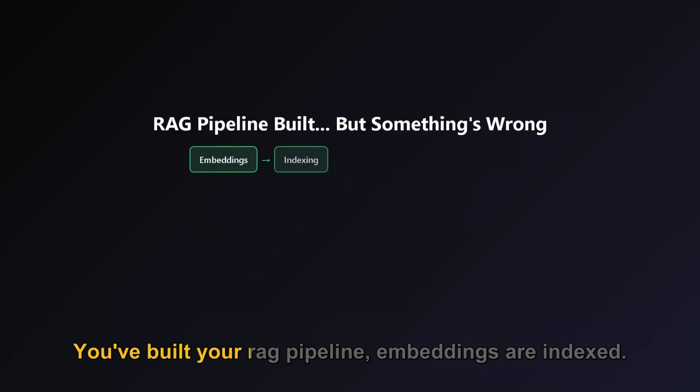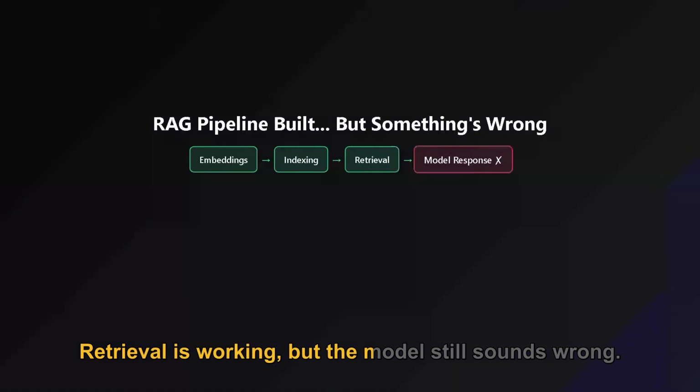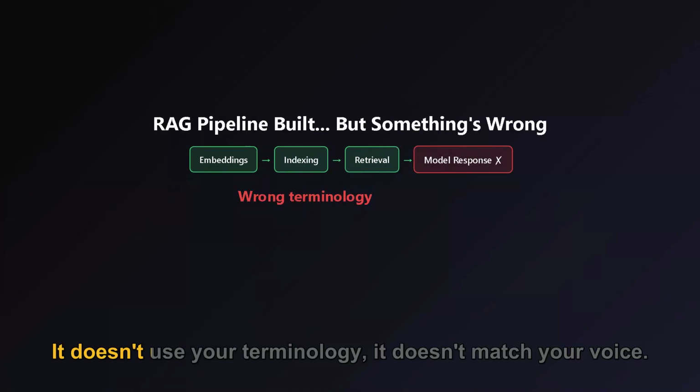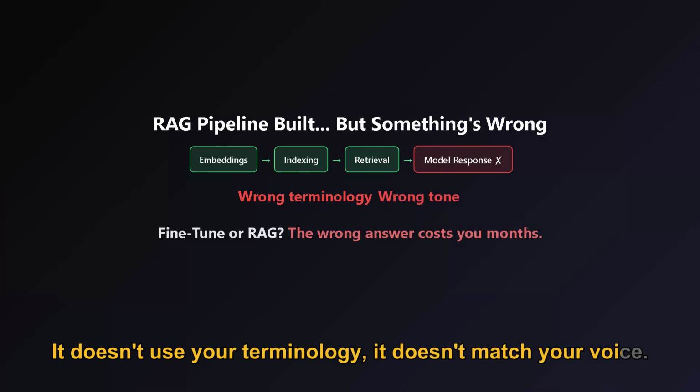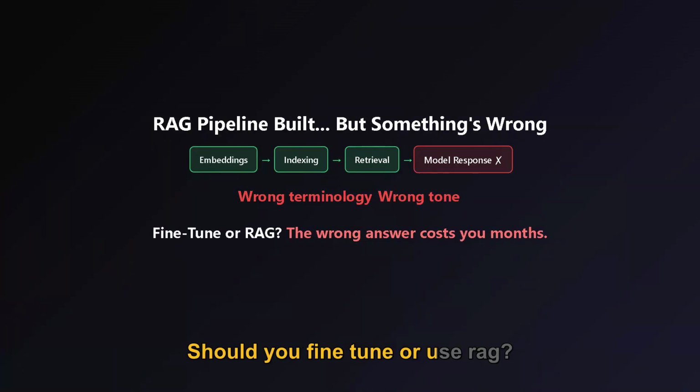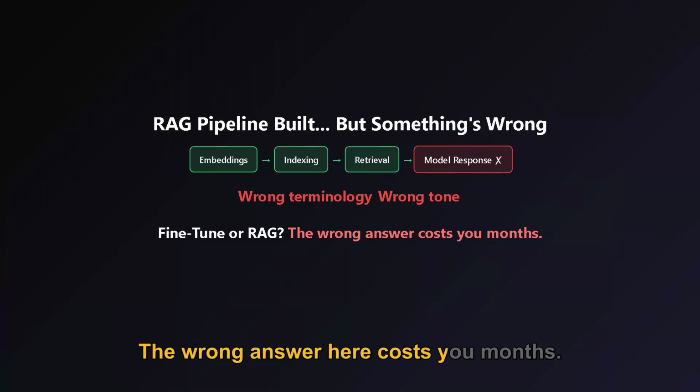You've built your RAG pipeline, embeddings are indexed. Retrieval is working, but the model still sounds wrong. It doesn't use your terminology, it doesn't match your voice. Should you fine-tune or use RAG? The wrong answer here costs you months.